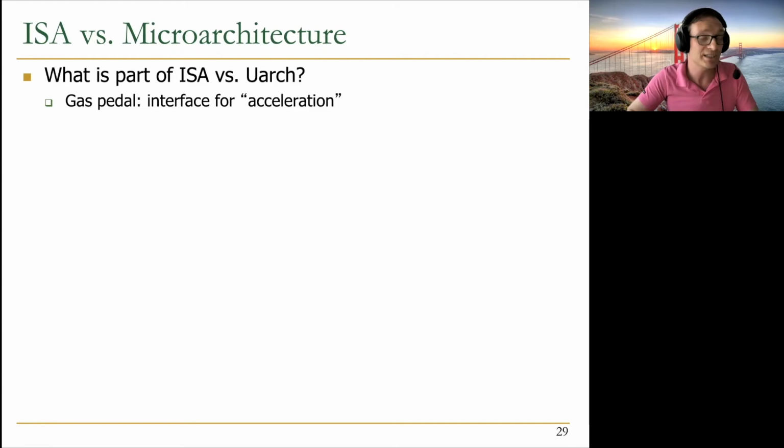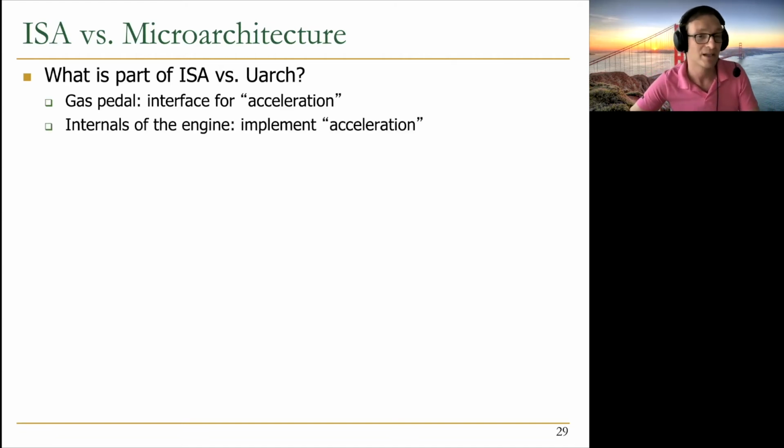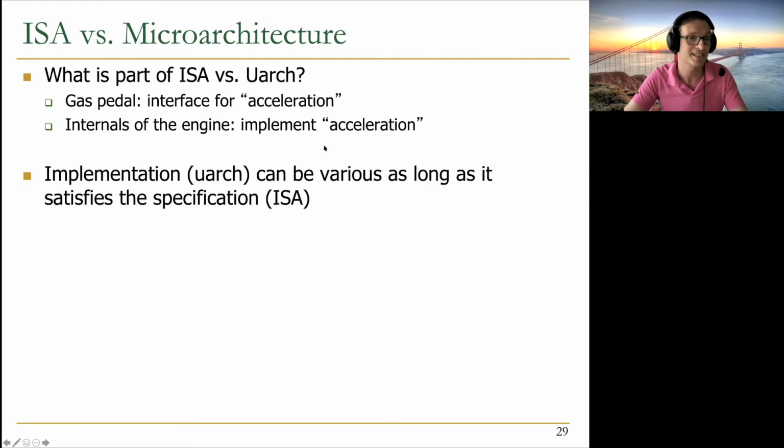Underlying implementation can be optimized for many purposes, just like a microarchitecture does. It could be optimized for performance, energy efficiency, cost, durability, etc. So basically, the internals of the engine and acceleration, that's the microarchitecture. They implement the acceleration. So hopefully this is a nice analogy. And implementation can be varied as long as it meets the specification. Basically, there could be many, many implementations of the same acceleration function in different cars. Again, as a programmer or driver, you don't care.